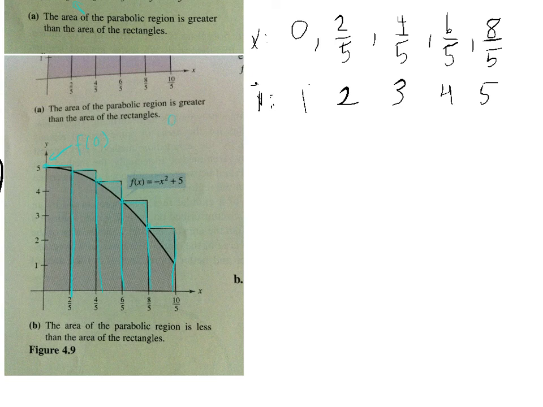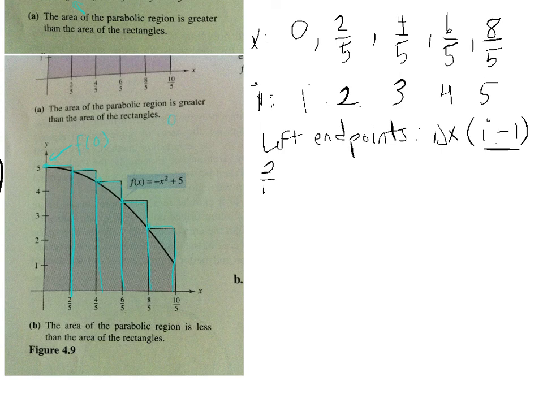So the magic trick we use is that for the left endpoints, and this is actually true for any left endpoints that start with x equals 0, our expression will be delta x times i minus 1. That fulfills it: when i is 1, this cancels out and becomes 0. When i is 2, it's 2/5, and so on. Now that we have the expression, that's probably the hardest part. For our particular problem, it's going to be 2/5 times i minus 1. Another way to write that is 2i minus 2 over 5.